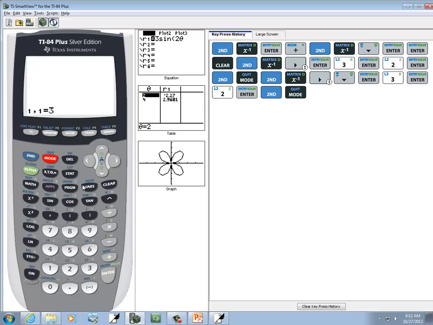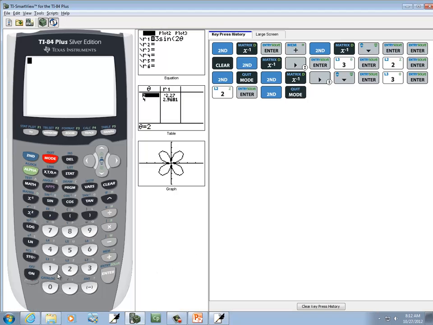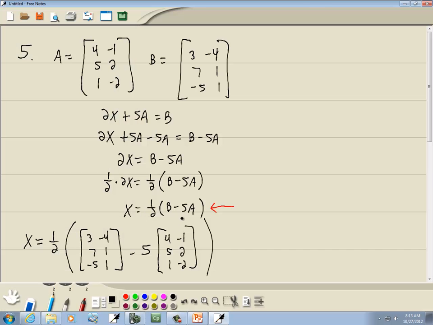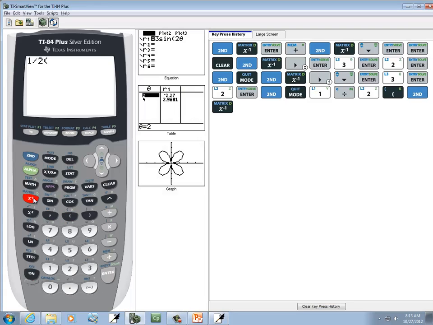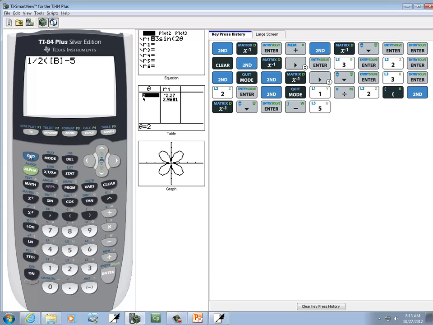So I exit out. Now the point we want to plug into the calculator is the point where we got x by itself. So this is what we want to plug in. So I got 1 half. And I shouldn't need to put a times there, but sometimes matrices are kind of funny. We'll just put a parentheses and see what happens. Then B minus 5A. So go to my matrix menu, second x to negative 1, down arrow to B, enter, minus 5, then go back to my matrix menu, do enter on A, closing parentheses if you want, and then enter.